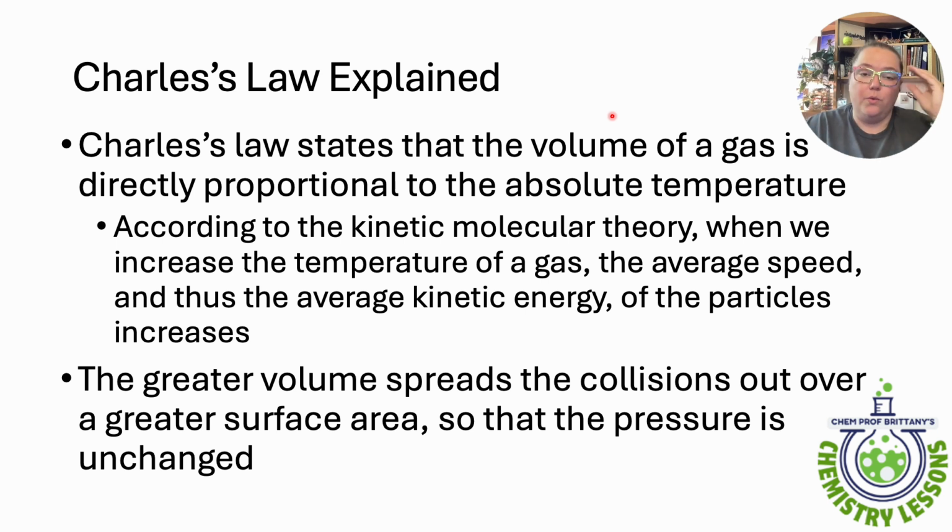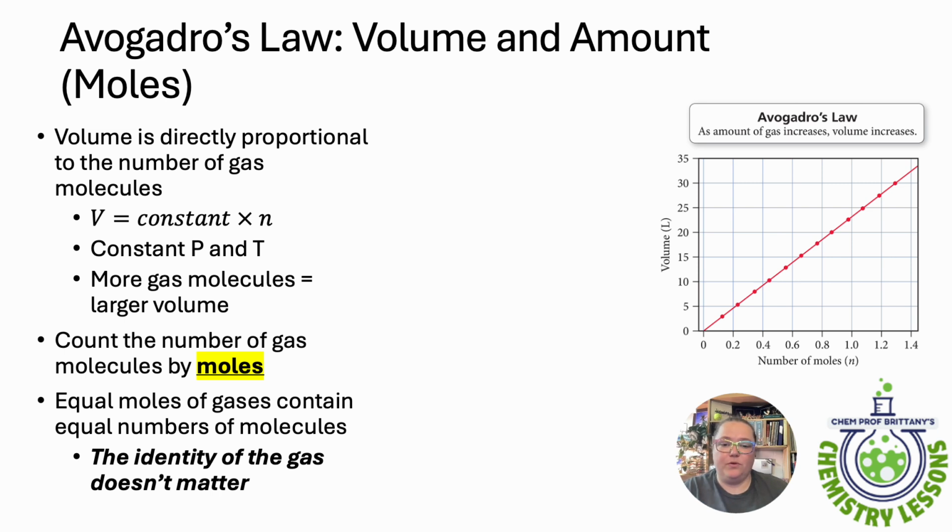Okay? So, we have Boyle's law, which was relating pressure and volume. We now have Charles' law, which relates temperature and volume. And then finally, we've got Avogadro's law, which relates the volume and the number of moles. So, just like the other gas laws, we are assuming a constant pressure and temperature, because those are the two things that this gas law does not look at, right? So, our volume is directly proportional to the number of gas molecules. More gas molecules, more volume. Right?